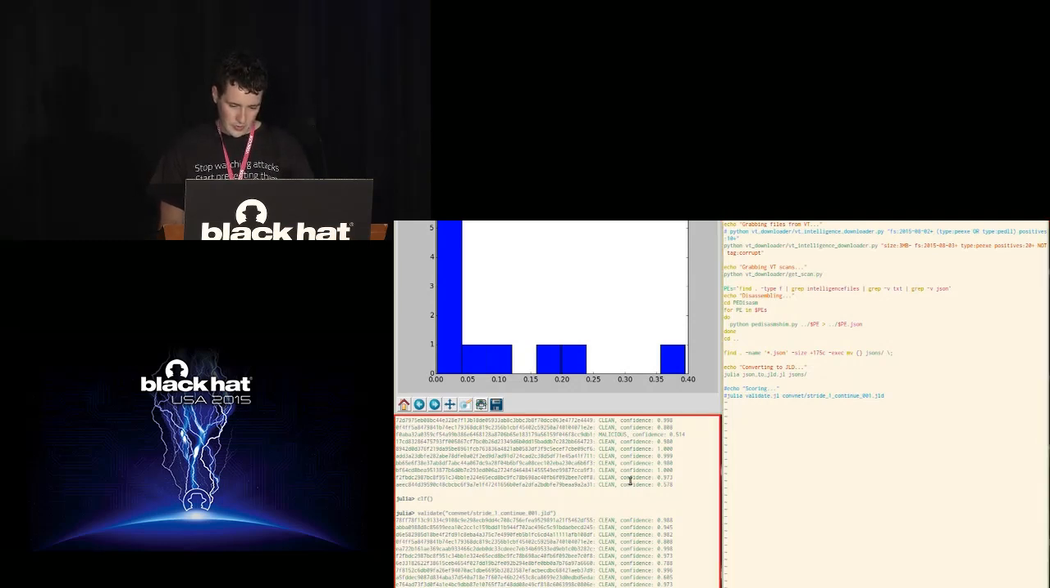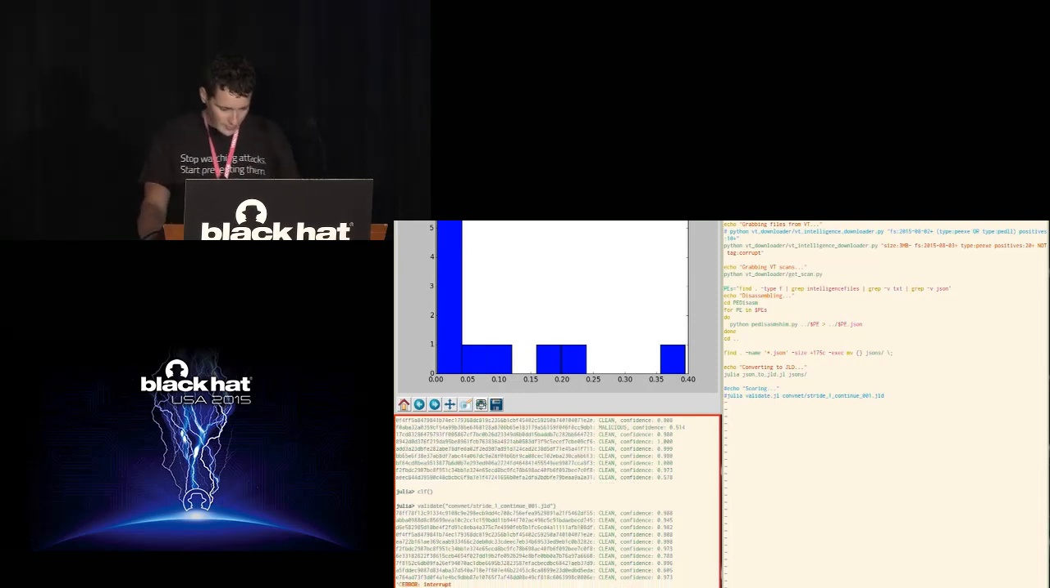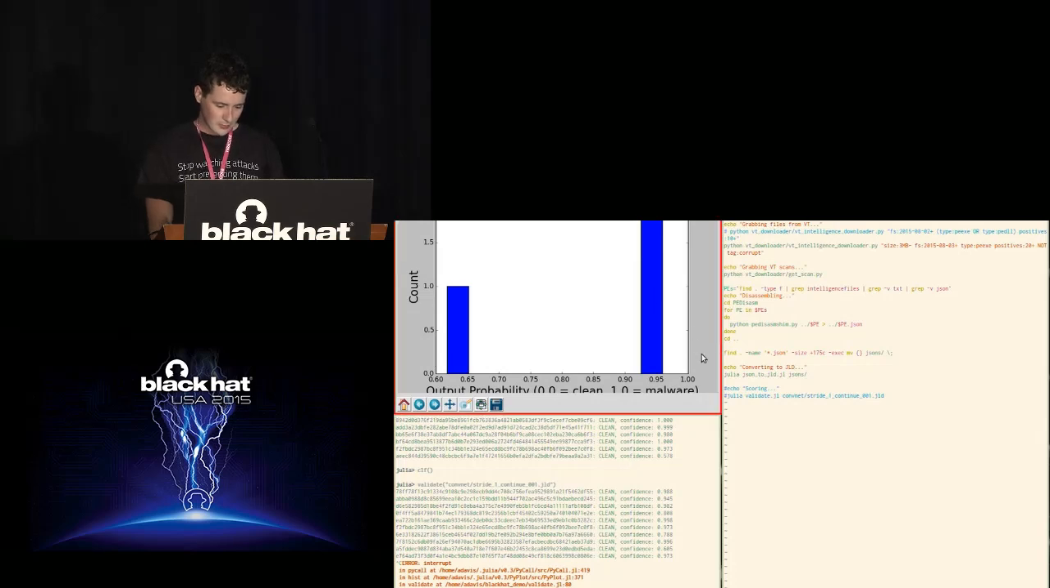So I'm going to run this model on the data that I downloaded before I started this talk, and we'll see how it does. I have no idea. I'll full screen this. I'm going to explain the graph too.